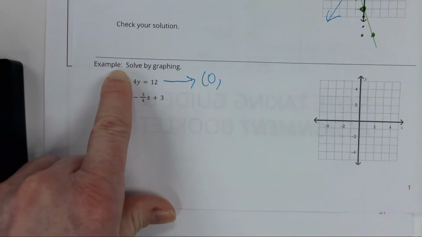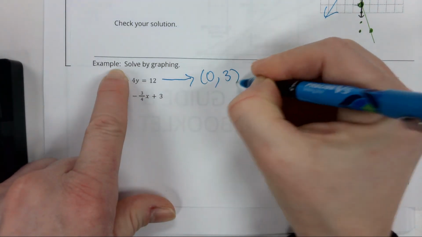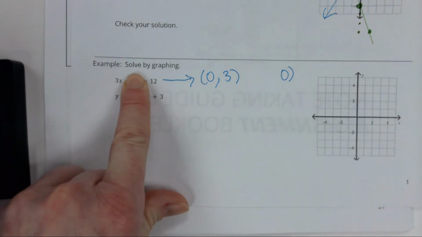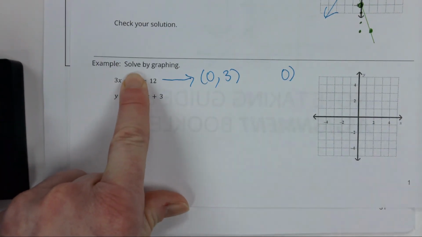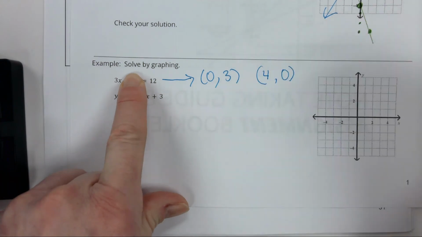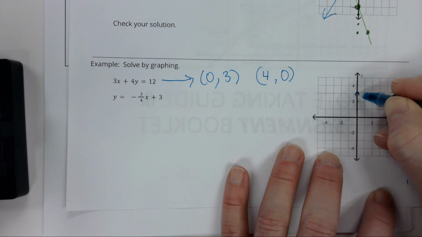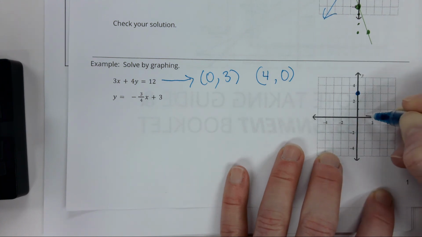3. Okay. Now I'm going to put 0 in for y. I'm going to cover it up. What should I divide by 3? It would be 4. Would you graph 0, 3 and 4, 0?